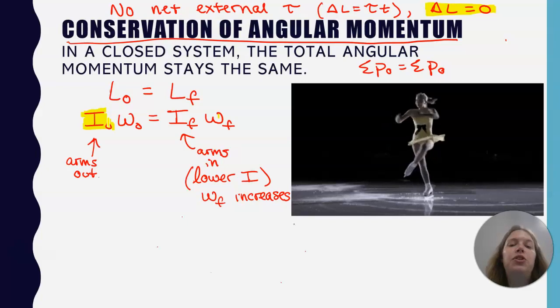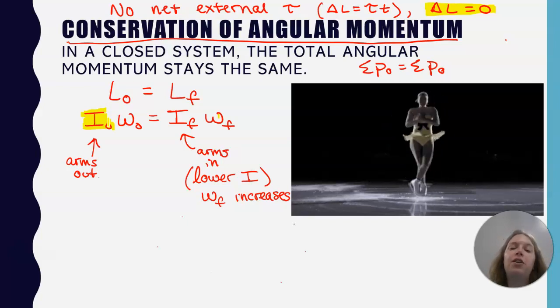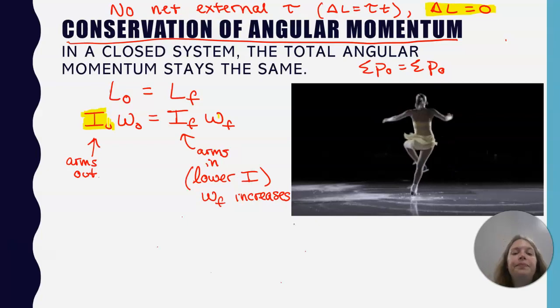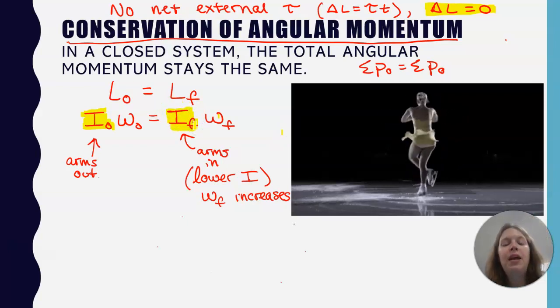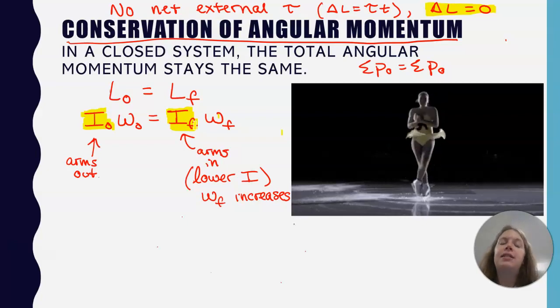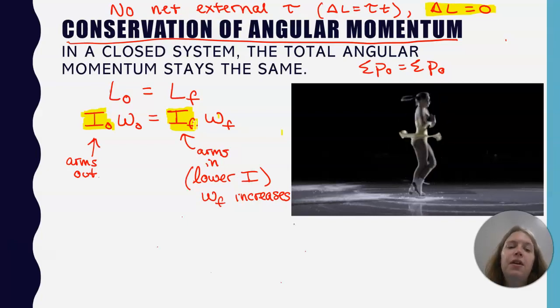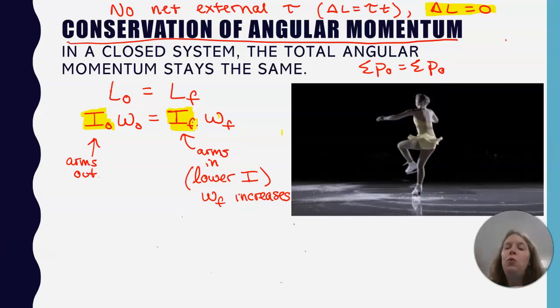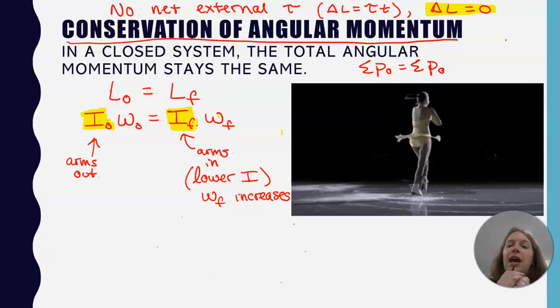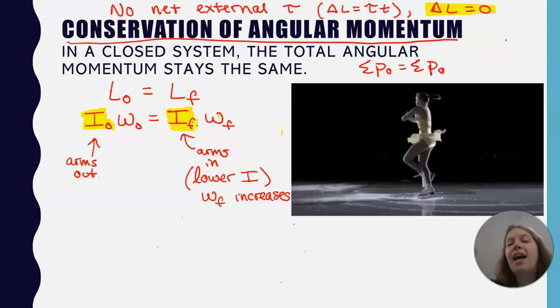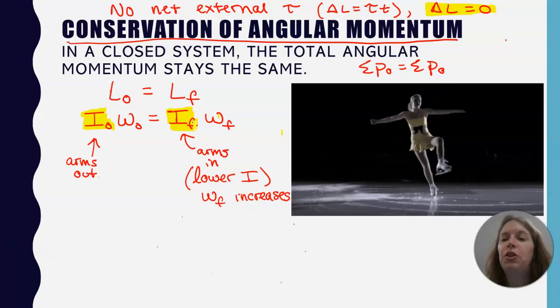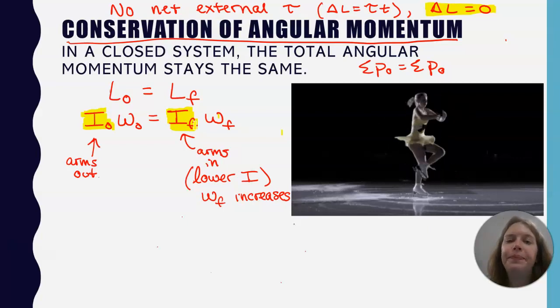So initially, the rotational inertia with the arms out was very large, and the skater was spinning slowly. And then when the skater pulls their arms in, that decreases the rotational inertia of the system, and that causes the angular velocity to increase because angular momentum needs to be conserved. So the closer the mass is to the rotation axis, the smaller the rotational inertia, and the smaller the rotational inertia, the faster the rotational velocity in order to conserve angular momentum.